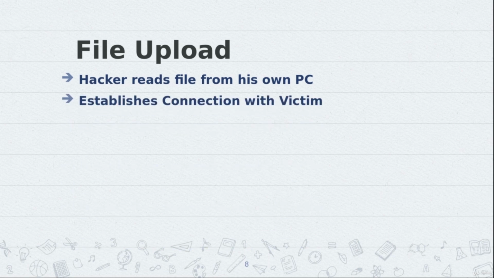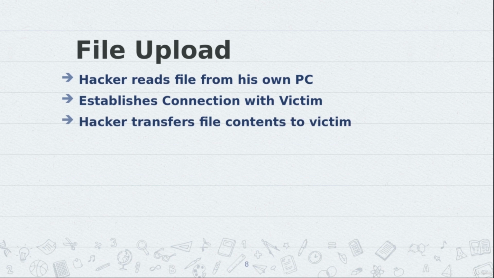The second step is to establish a connection with the victim. We have already done this process, so we can skip it. The third step is to use the connection that we developed in step 2 to transfer files or bytes or file contents, whatever it is, to the victim machine. The next step is to write a victim program that will receive these file contents and then work with them.